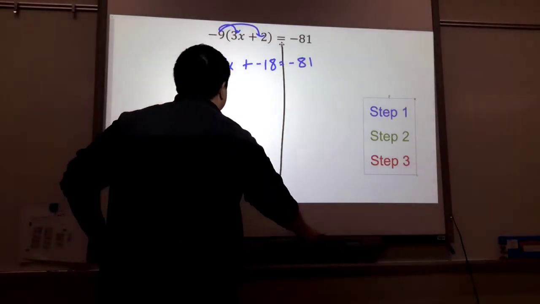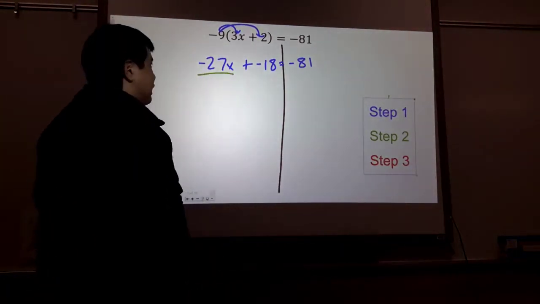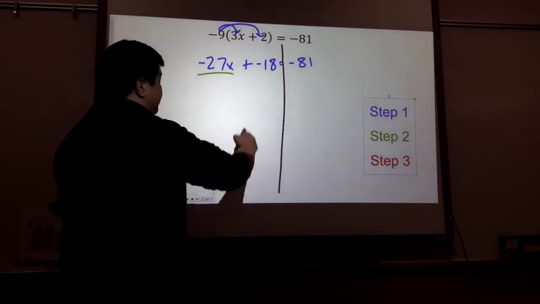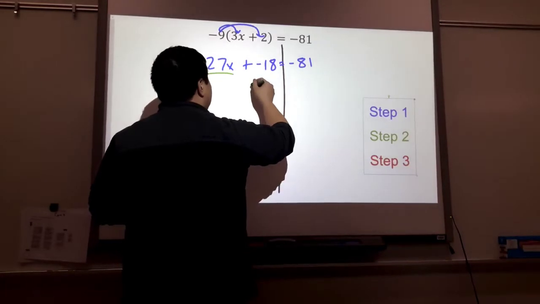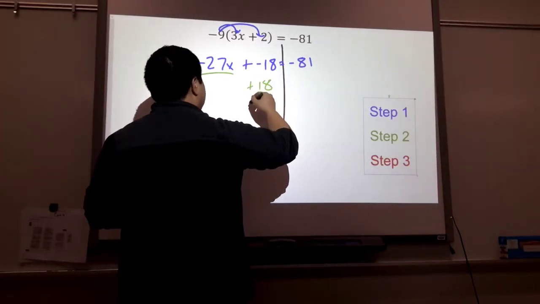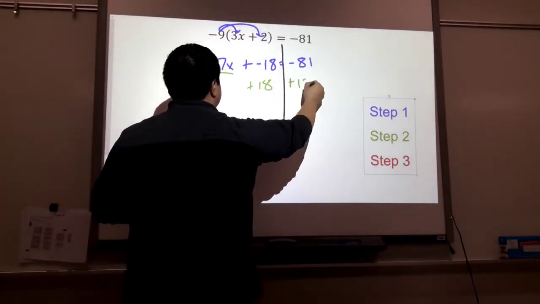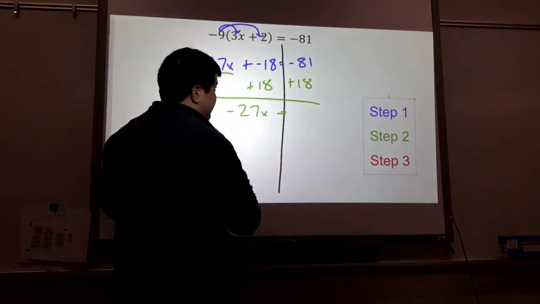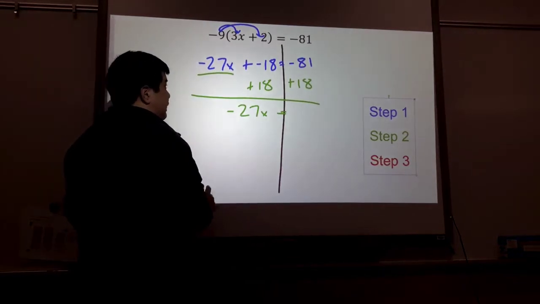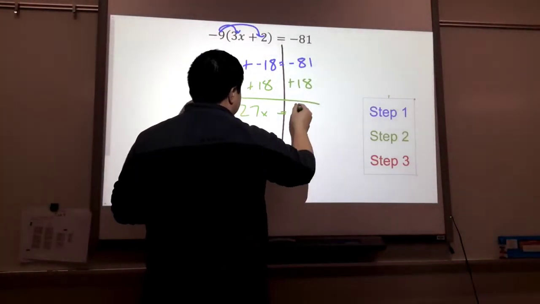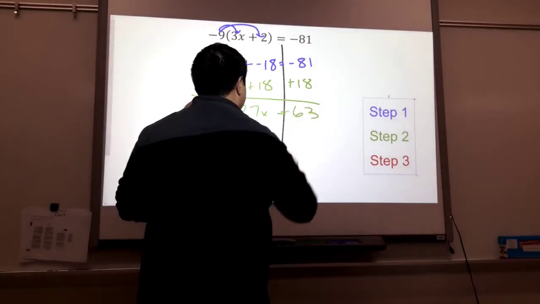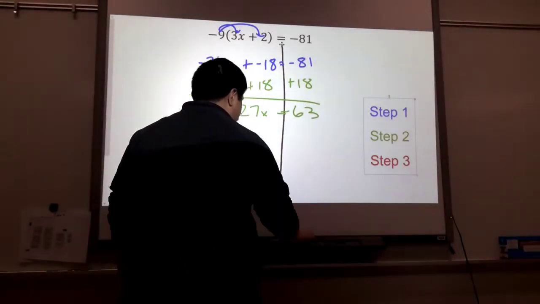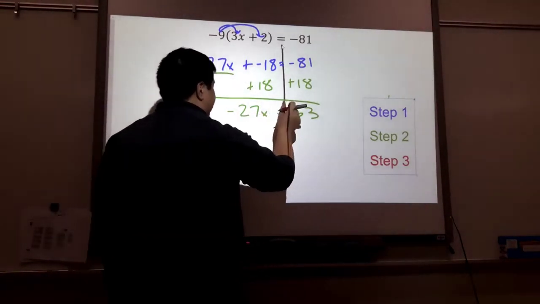We're on to step 2, to isolate this term right here on one side because that is a term with x in it. That's the only term. That means we need to get rid of this negative 18, by adding 18 to both sides. Negative 27x equals negative 63. After that, we are on to step 3 because we have all terms with x on one side, all terms without x on the other.